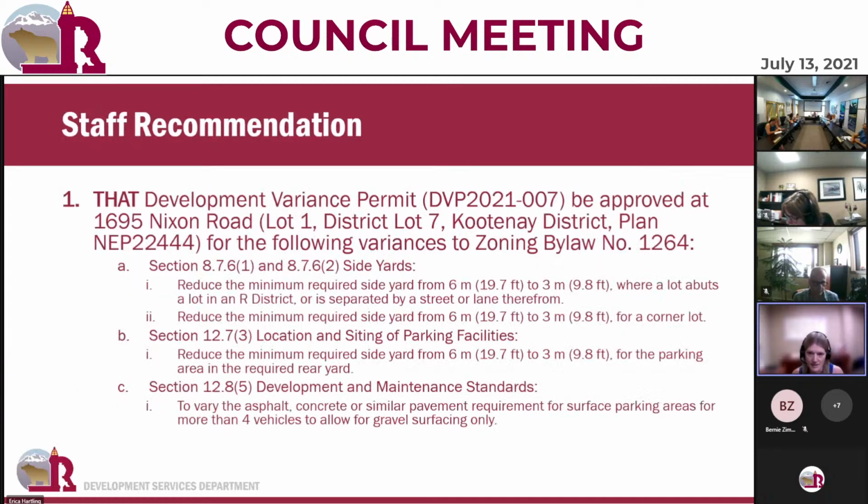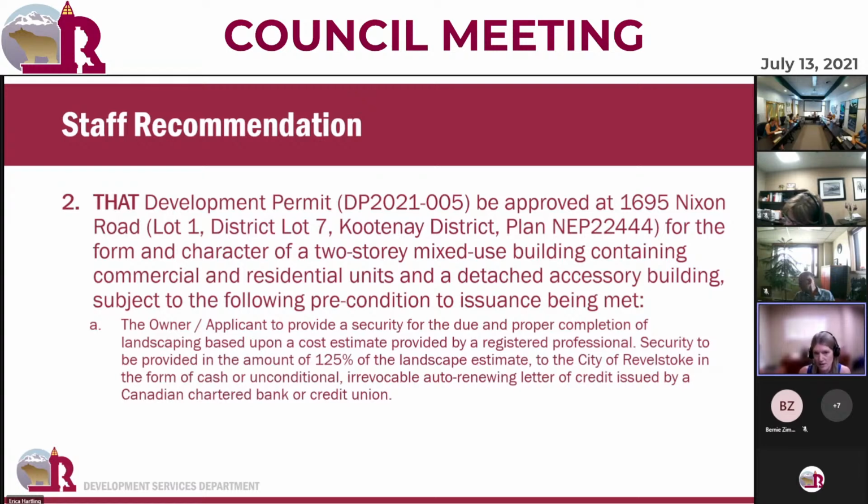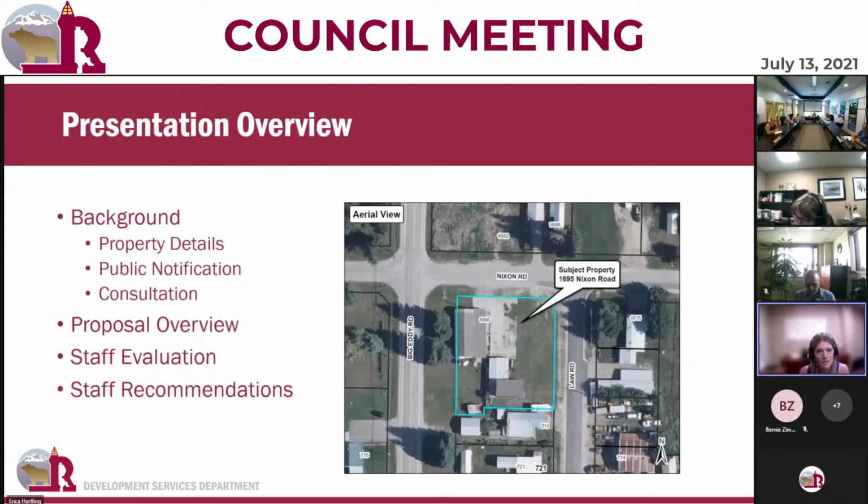So staff recommendation is that the development variance permit be approved, and this is for 3 different variances. Also, with this presentation for the development permit, staff recommend that the development permit be approved with a precondition of issuance. This would be a precondition that the applicant provides the city with a landscaping security, in an amount of 125% of the landscape estimate that they provided from a professional. Just to get into the presentation overview, I'll be going over the background property details, the public notification and consultation process, the proposal overview, the staff evaluation of both the variance and the development permit, and then the staff recommendations to conclude.